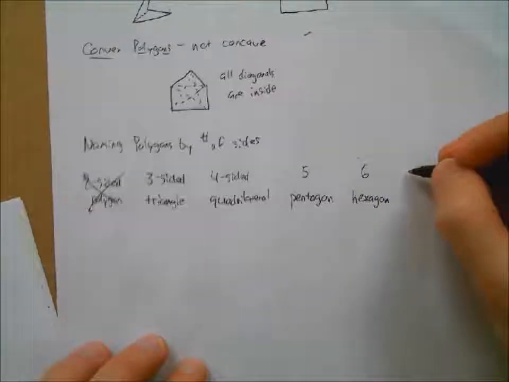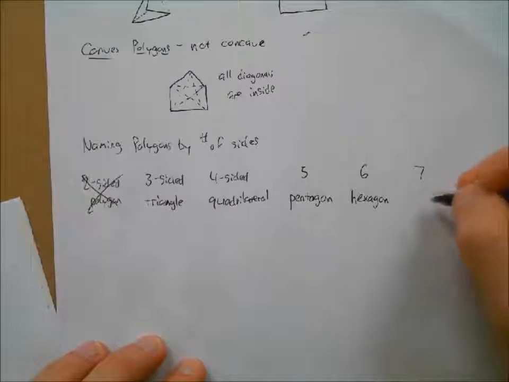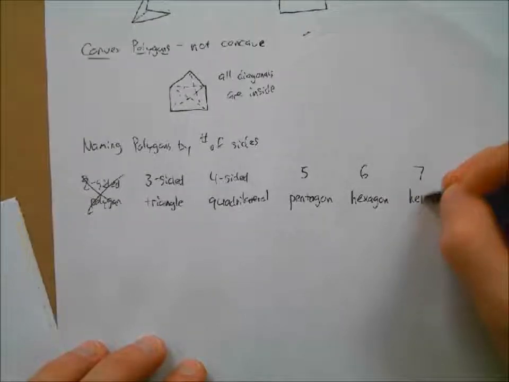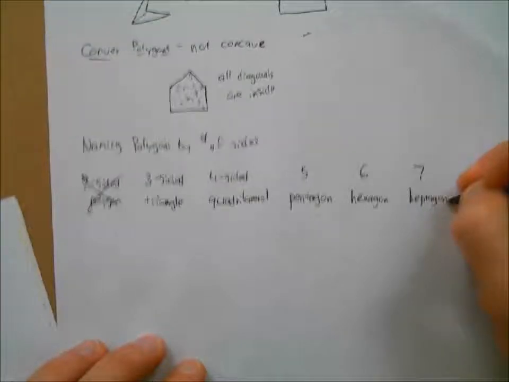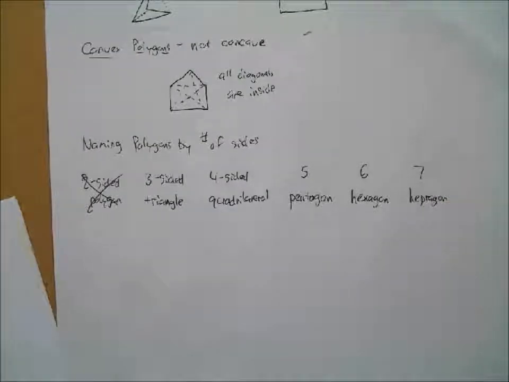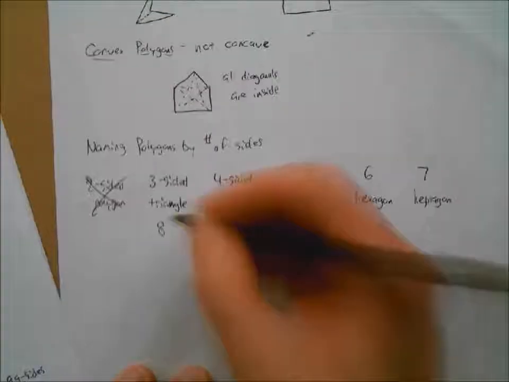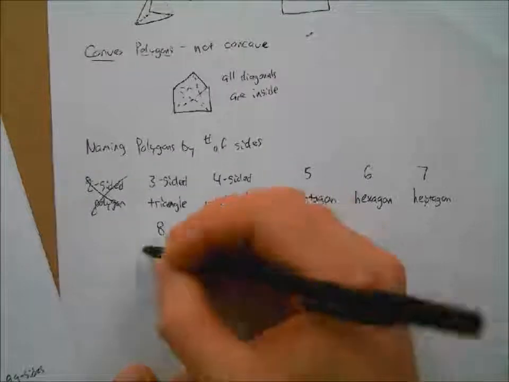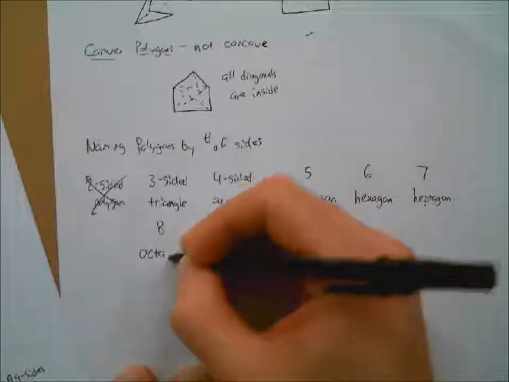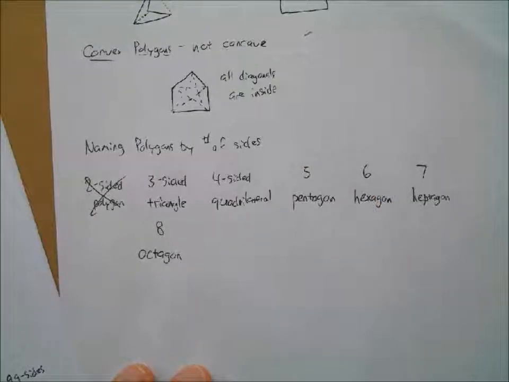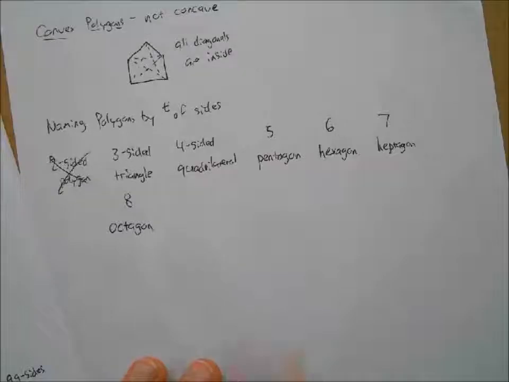How about a 7-sided polygon? Septagon or heptagon? I'm going to put heptagon because I think that's the more traditional, the more typical way of saying it. But septagon, I would accept. 8-sided shape, octagon. Thank you, octopus, for helping us out with that. Octopus, 8 arms. Octagon, 8 sides. Or if you like to watch MMA, they fight in an octagon.